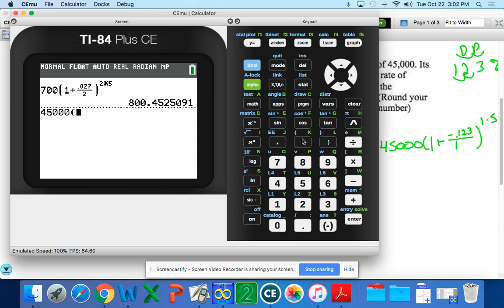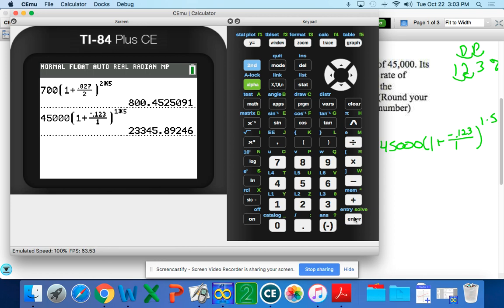45,000 is how many people we have. We are doing 0.123, negative 0.123 over 1. Close it off. Raise it to the 1 times 5 power. If you want to just put a 5 up there, that's fine. We hit enter. So, in that amount of time, 5 years, our population dropped down to 23,345.89246.